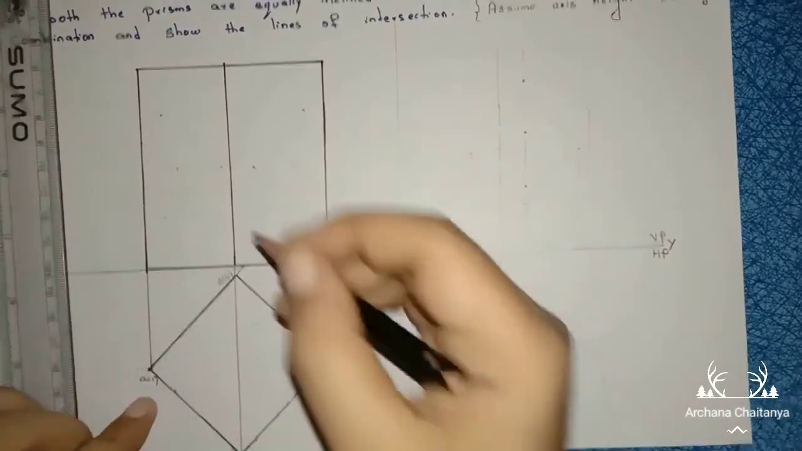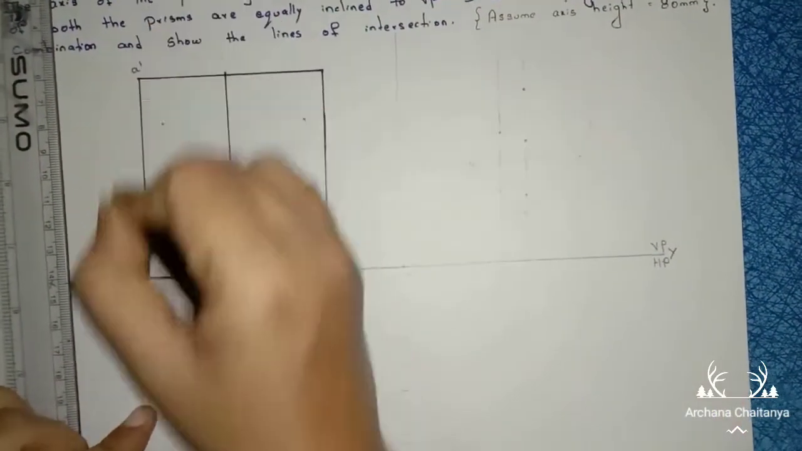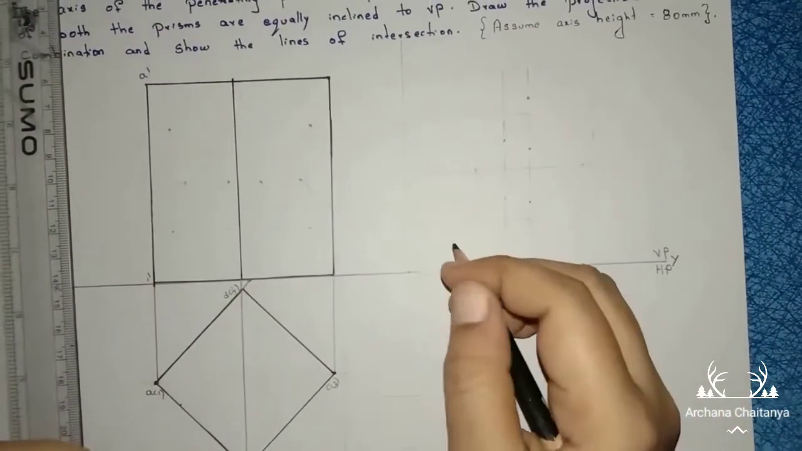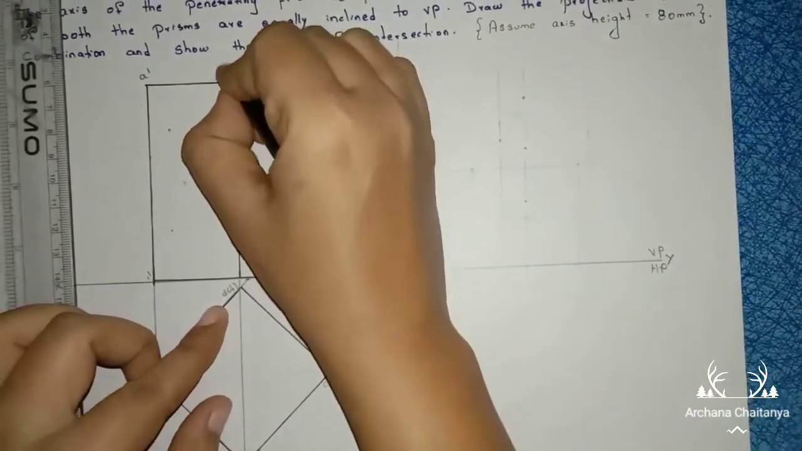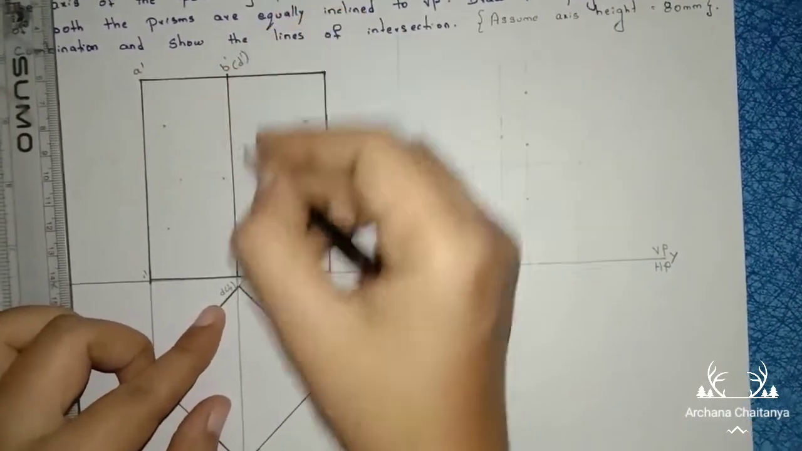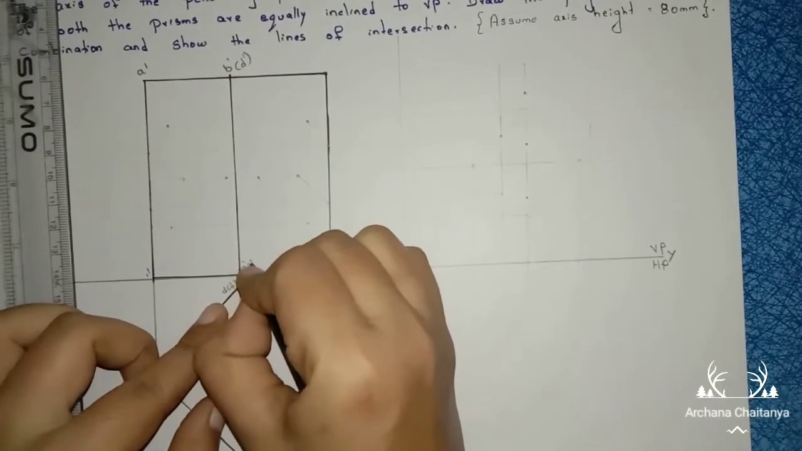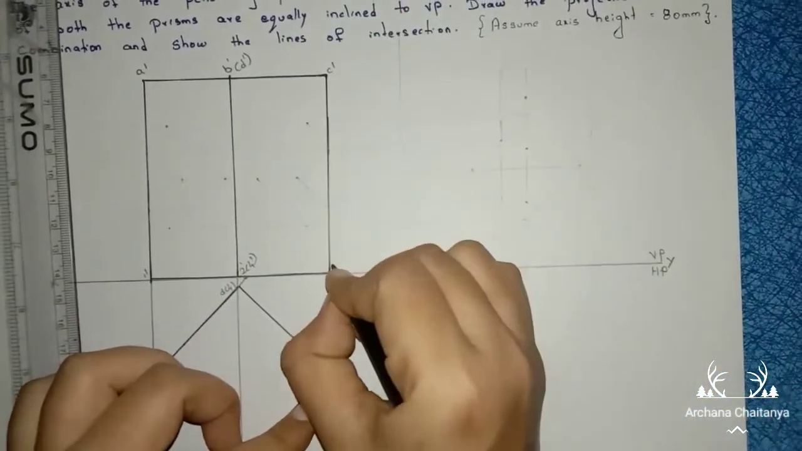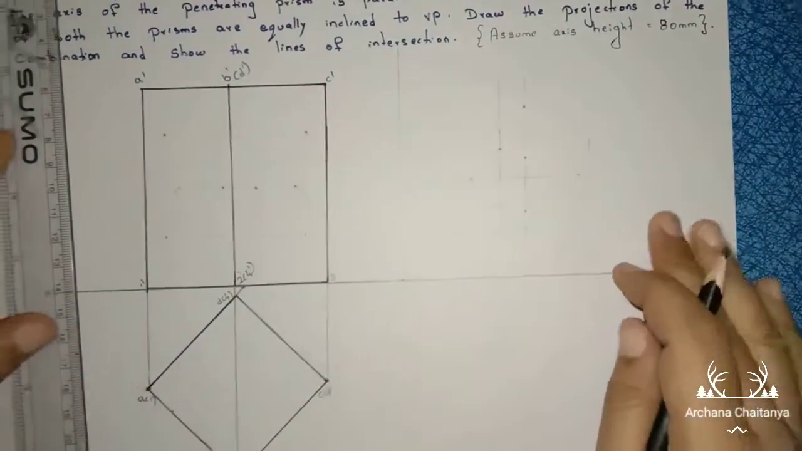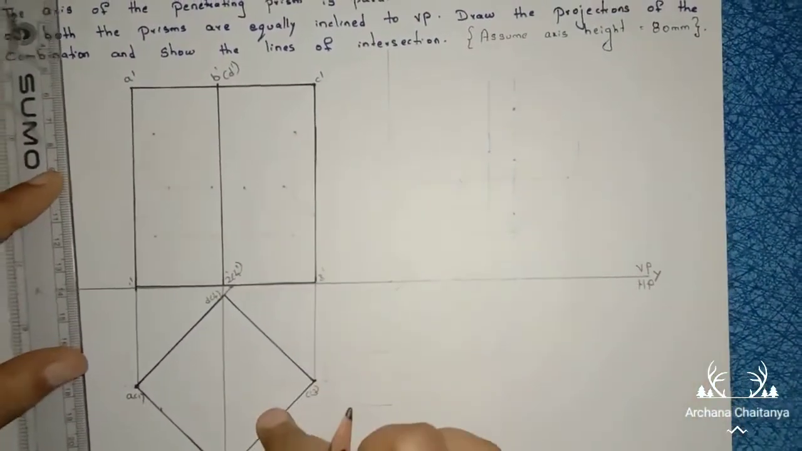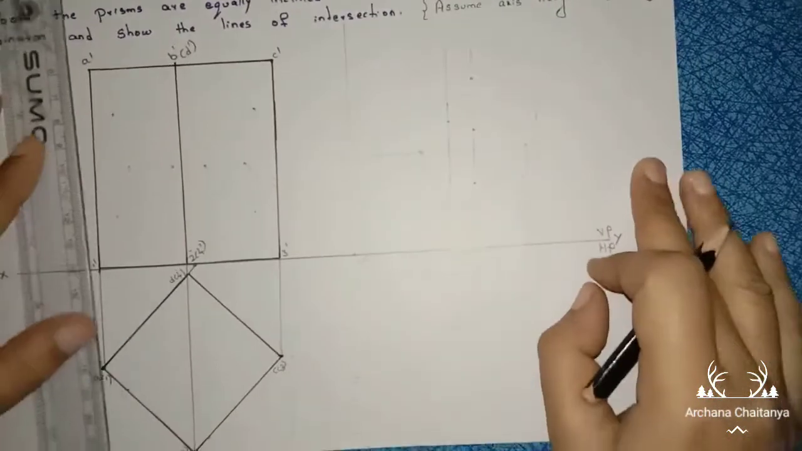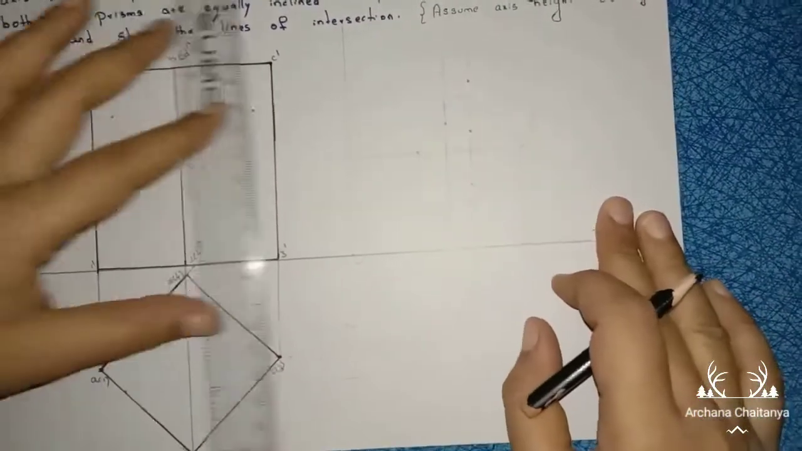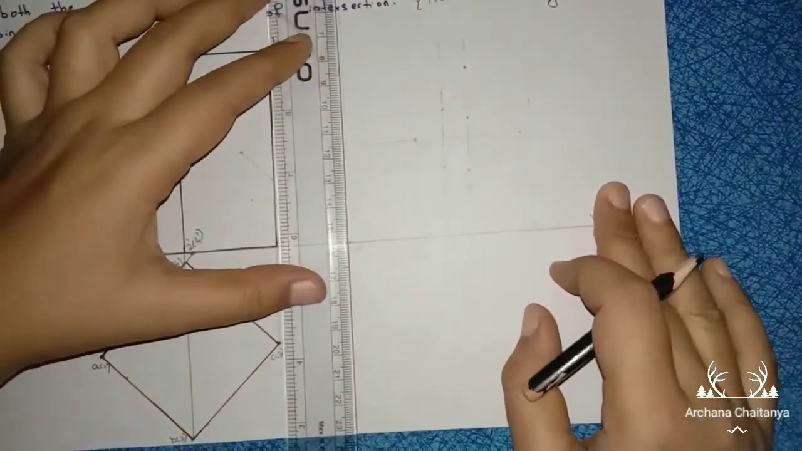So I am constructing the axis height of 80 mm. Now this is A of 1. I will write here A dash 1 dash, B of 2, D of 4, B dash, D dash, 2 dash, 4 dash, C of 3, C dash, 3 dash. So this is your front view and top view. Now I should construct the side view of the square prism. So how to construct the side view? Leave some gap.